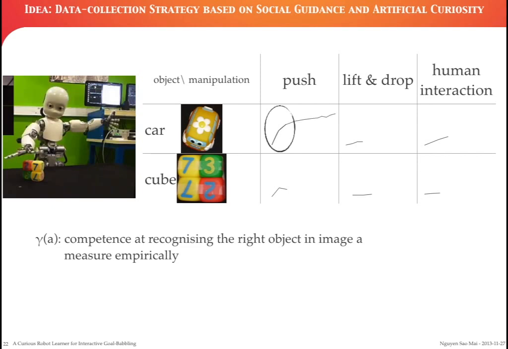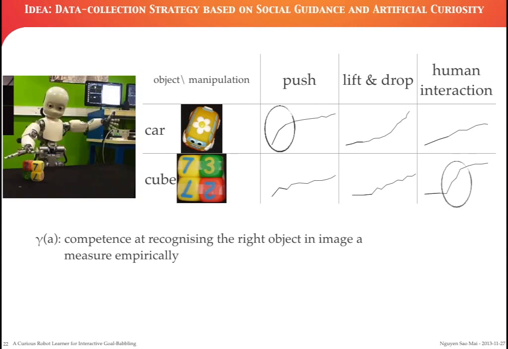stochastically. And as it increases, the slope then again decreases because you have learned everything you should know about the car, then your competence is very high, but the competence progress then decreases. As it decreases, then you stochastically sample other combinations, and it turns out that at this time, maybe human interaction with the cube gives you more competence progress, so you choose this one more, and so on.